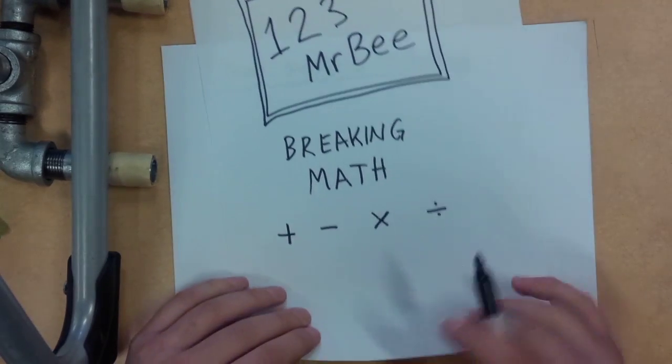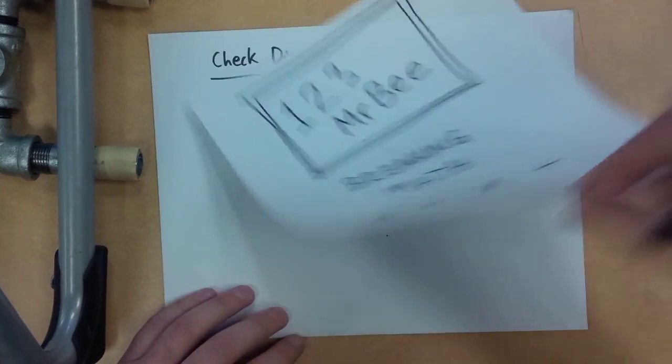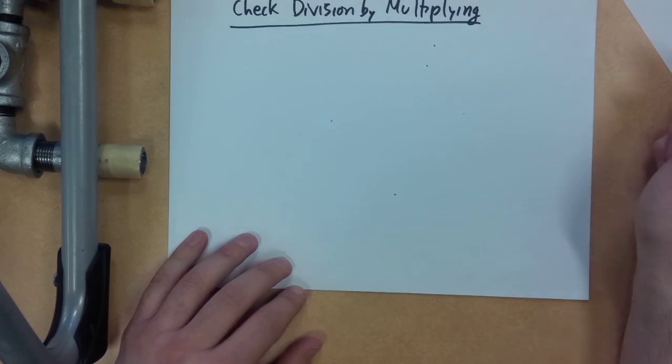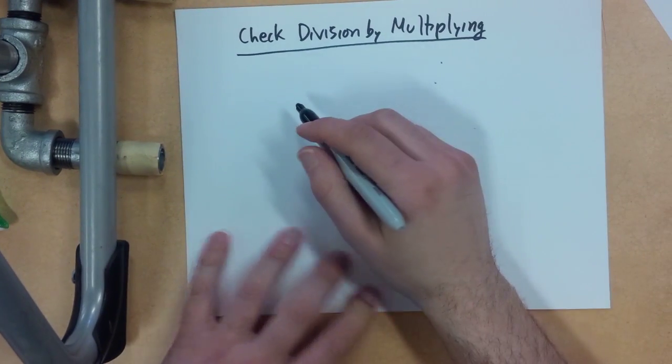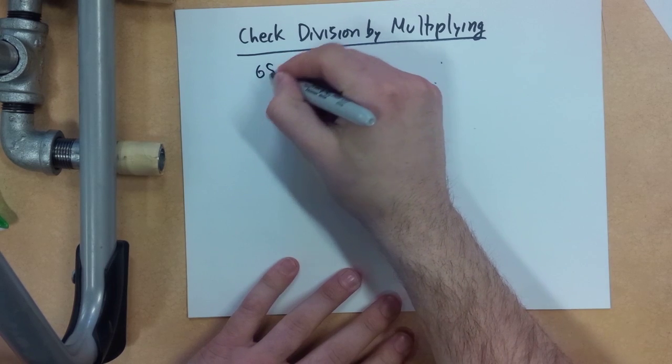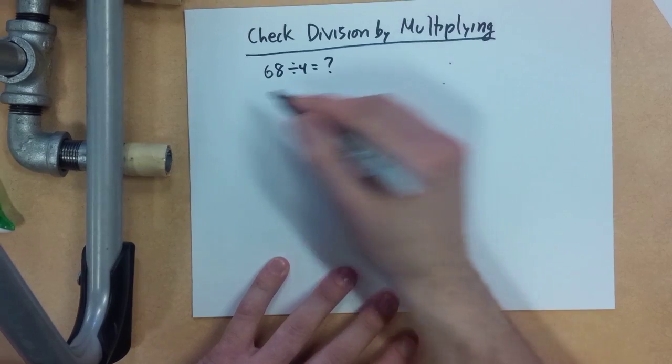B here, ready for another video of breaking math, our system where we break down math to make it easier so we can be faster and faster and faster. We are going to do an example of checking division by multiplication. Now I'm just going to start off with a division question. Suppose we were given this, 68 divided by 4 equals something and we had to solve it.